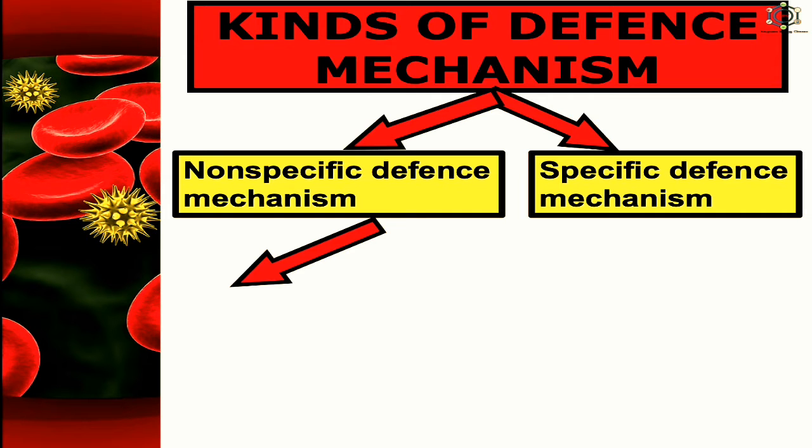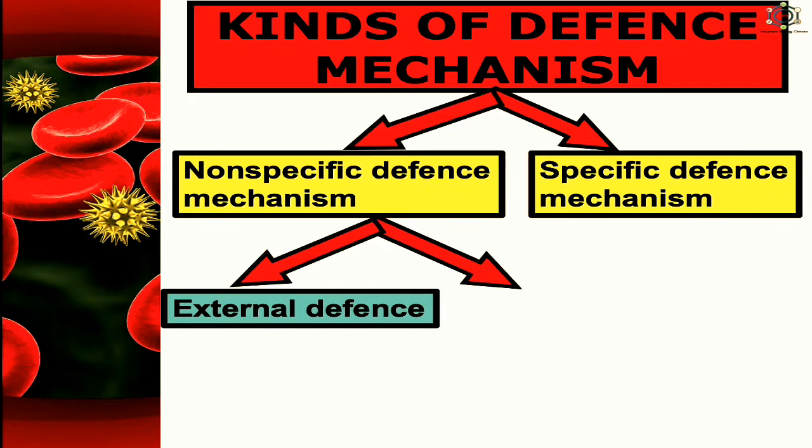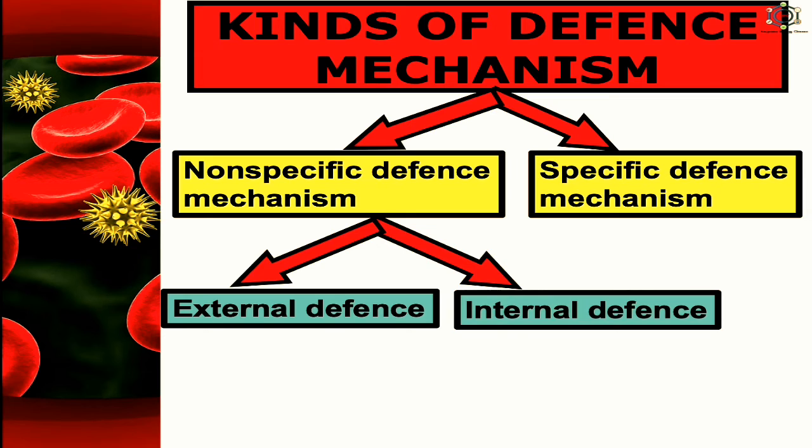Now, non-specific defense mechanism is of two types. The first one is external defense, where the defense comprises physical and physiological barriers to the entry of the pathogens into the body, and the second is internal defense. In case of this, it includes cellular barriers and the cytokine barriers.